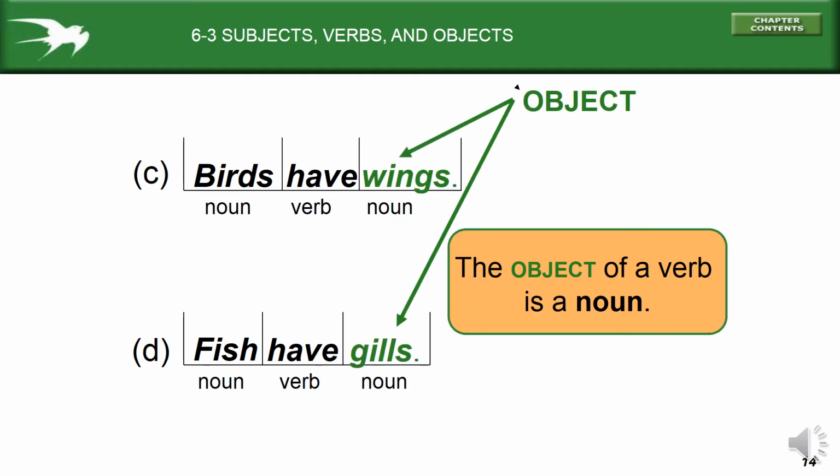Now let's go to the object. Not all sentences have objects, actually. However, the object is a noun that comes after the verb. So in C, wings is the object of the verb have, and in D, gills is the object of the verb have. And in order to know the object, we can ask ourselves using what. So what do birds have? They have wings. What do fish have? They have gills.